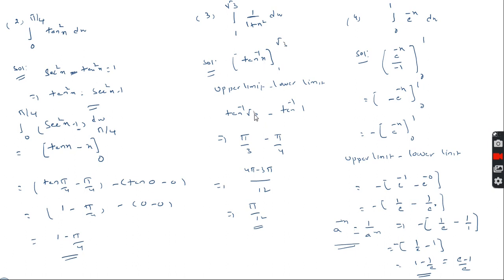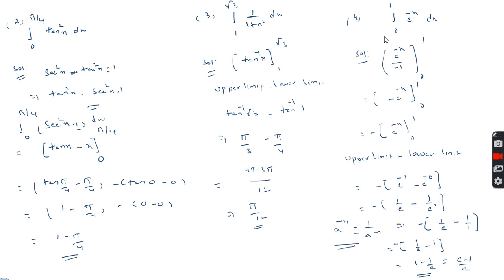We get tan inverse root 3 minus the lower limit. The lower limit is x equal to 1, that is tan inverse 1. Tan inverse root 3 is nothing but 60 degrees, which is pi by 3. And tan inverse 1 is nothing but 45 degrees, that is pi by 4. So we simplify, the LCM is 12, and we get 4 pi minus 3 pi, that is nothing but pi by 12.